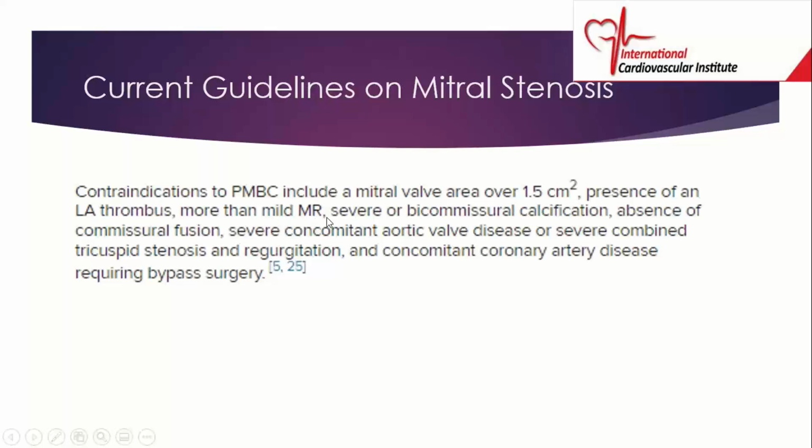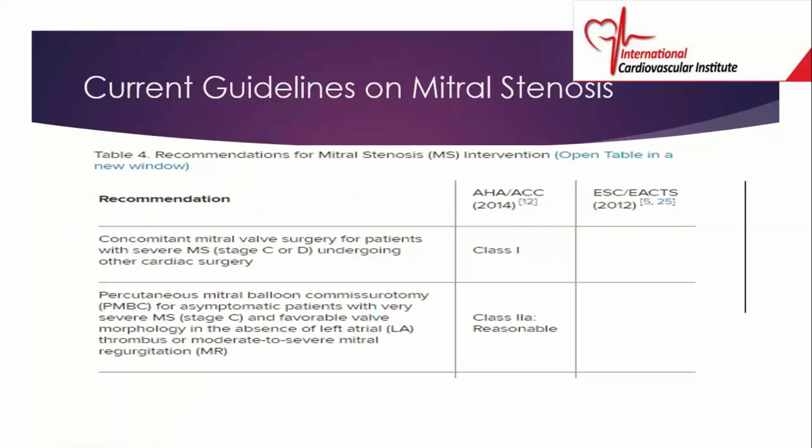If they have more than mild MR, if they have severe bicommissural calcification, the absence of commissural fusion, if they have severe concomitant aortic disease. Because if they have significant aortic disease, you have to fix that too, so the patient needs open heart surgery. It doesn't make any sense to fix the mitral valve and then leave the aortic valve. So if they have other valves involved, you have to go in and do it. So these are just some recommendations of the different types of procedures you can do.